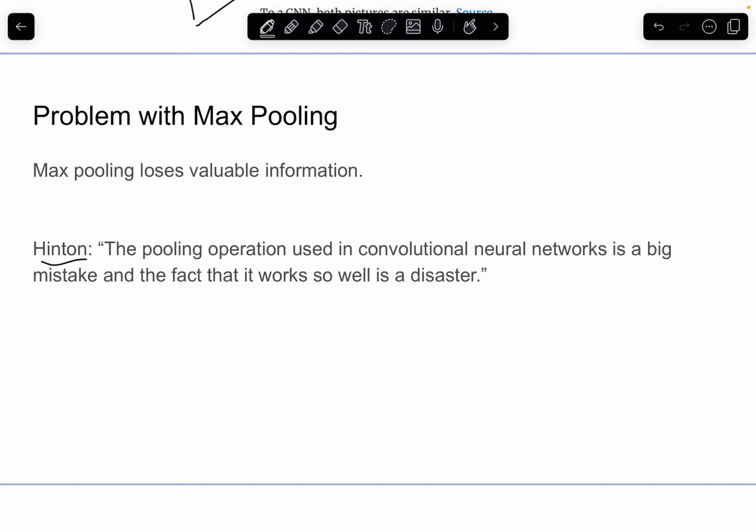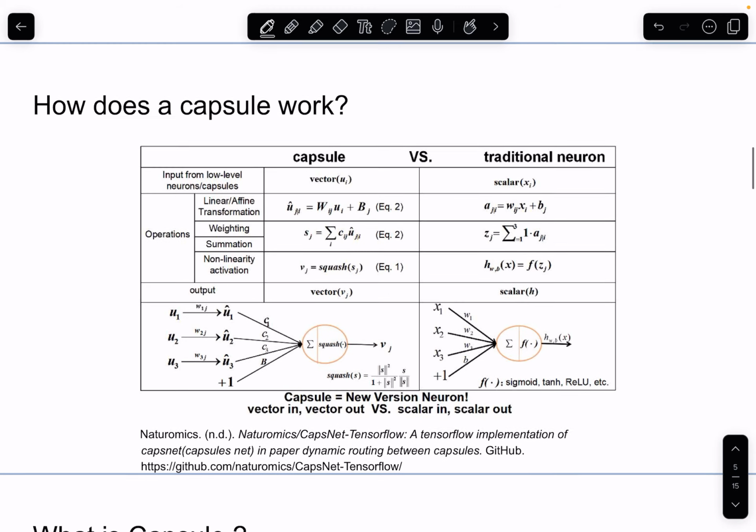Even Hinton, who is the godfather of deep learning, says the pooling operation used in CNN is a big mistake, and in fact, that it works well is a disaster. Max pooling loses a lot of valuable information, and it does not encode the relative spatial relationship between features. So we should use capsules instead, because they encapsulate all the important information about the state of the feature they are detecting in the form of a vector. I'll tell you how this capsule works.